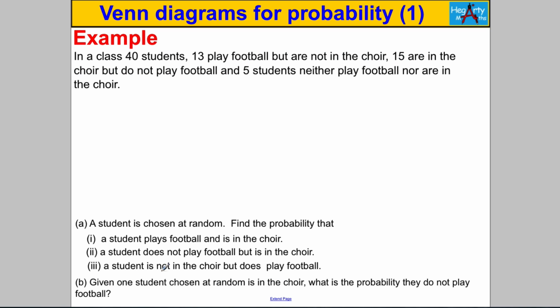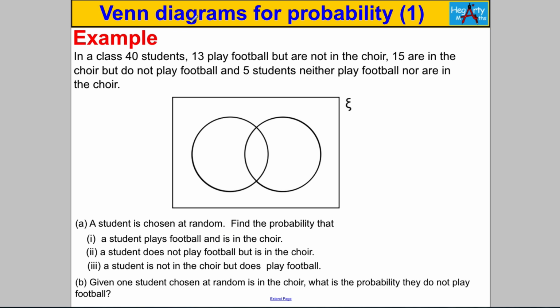Right, why don't we try another question? Pause the video and have a go at this. Okay, let's draw the Venn diagram as before. And our first fact is that we have 40 students in the class, so the number of elements in our universal set is 40. We are told 13 play football but are not in the choir. Let's label this capital F, this capital C. 13 play football but are not in the choir. 13 must go in this section here. That fact has been used. 15 are in the choir but do not play football, so 15 must go over here. And 5 students neither play football nor are in the choir, so 5 students are outside.